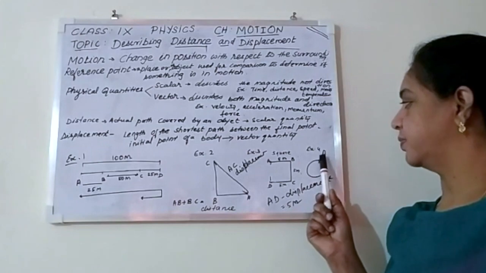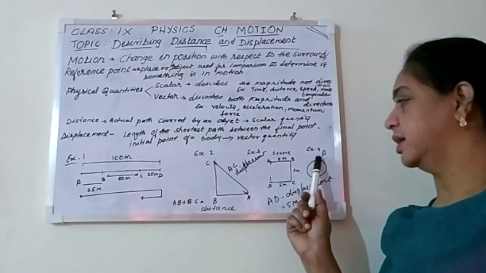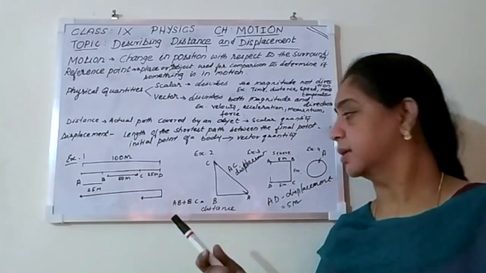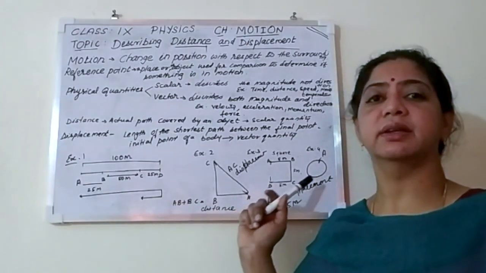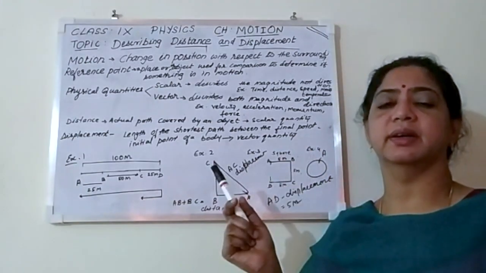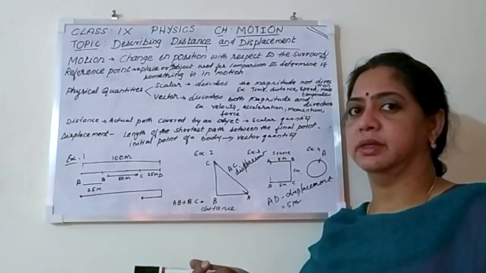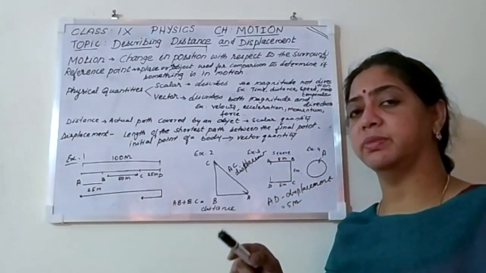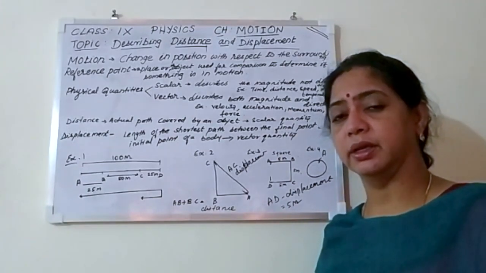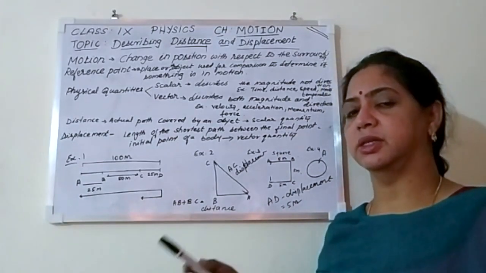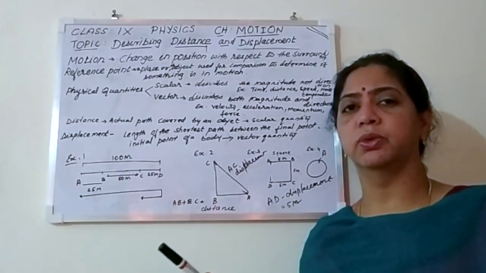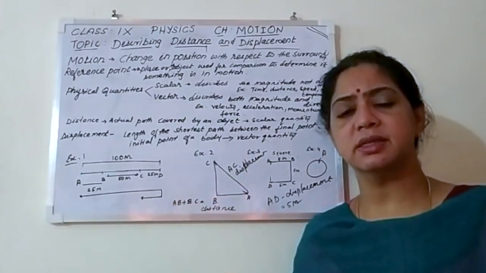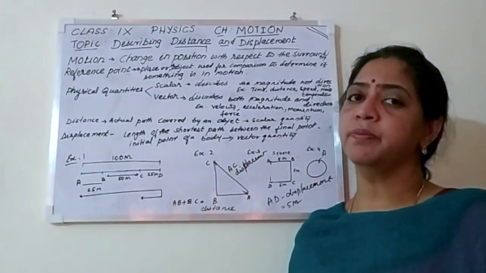In this last example, you can see the object moving in a circular path. If the object starts from A and ends at A, then what is the distance traveled by the object? The distance traveled in this case is 2 pi r, the circumference. Whereas what is the displacement? The object starts from A and ends at A only. So the displacement would be 0. If any object moves in a closed path, or moves from one point and reaches the same point, the displacement would be 0.